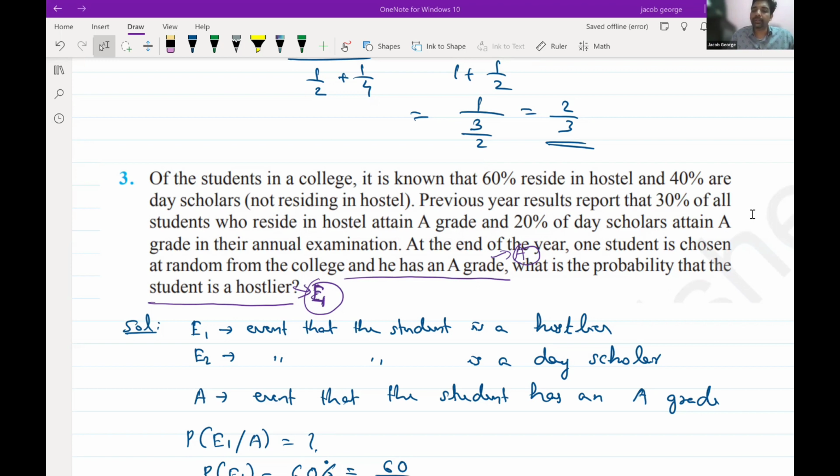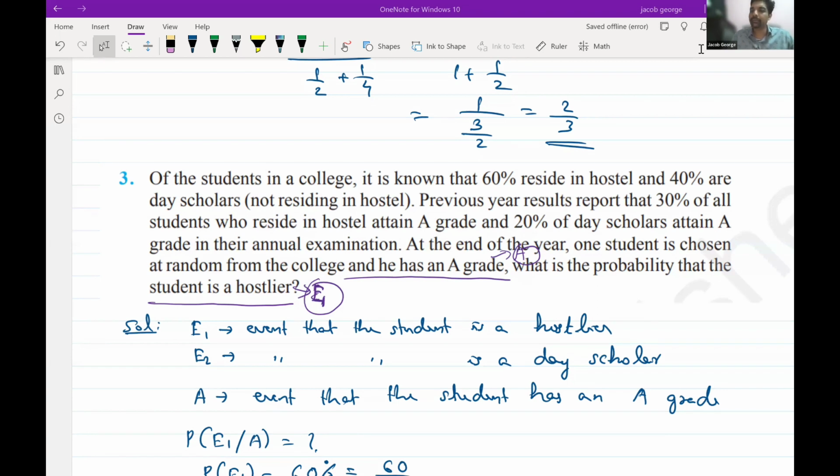At the end of the year, one student is chosen at random from the college and he has an A grade, which means this is the given event. So that will be capital A. Capital A is the event that the selected student attains an A grade. Is it clear? Capital A is given. And what is this problem? What is the probability that the student is a hostelier? Hostelier means E1. So what is this problem? P of E1 given A.